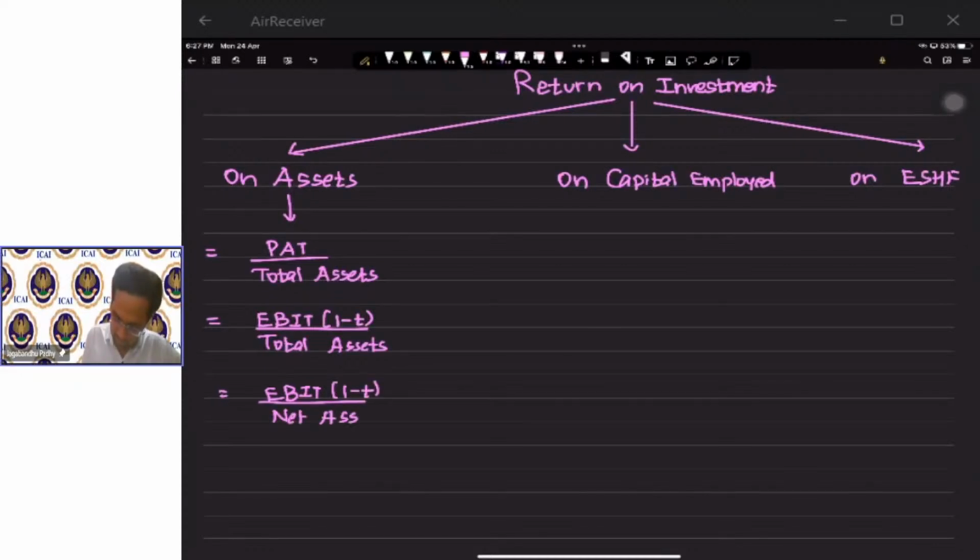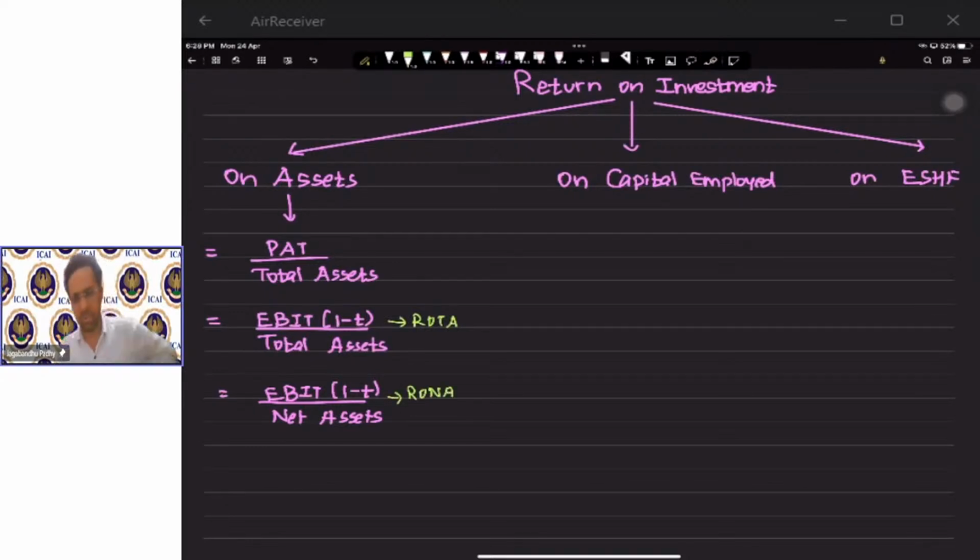Now, what's the difference between these? See, if the question says it's an after-tax return on total assets, you will take it as PAT upon total assets. Then, the after-tax return on total assets is only based on EBIT. And this last one is return on net assets. So this one is return on total assets, and this one is return on net assets.